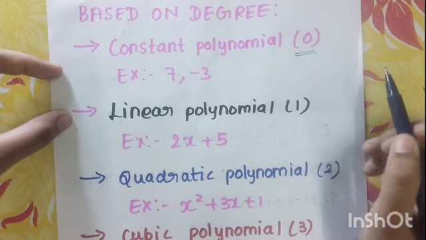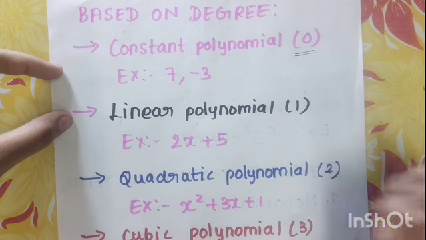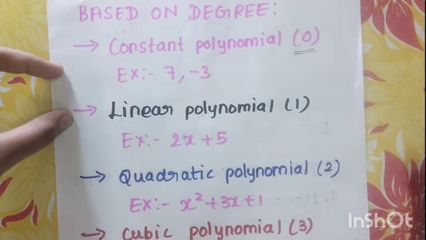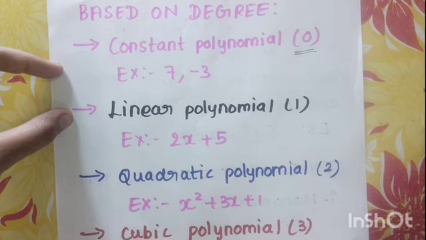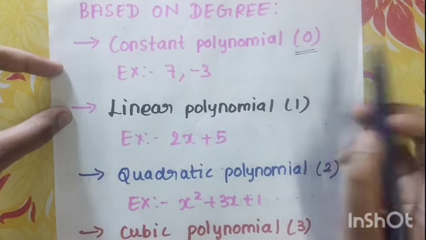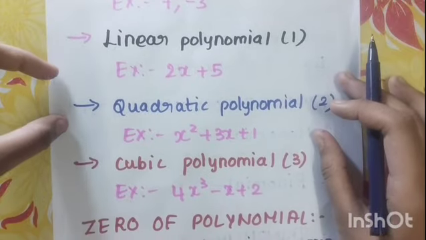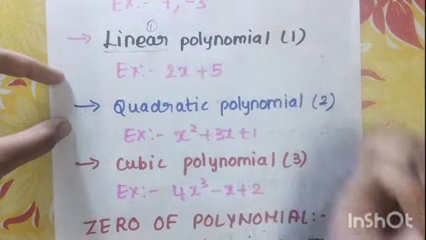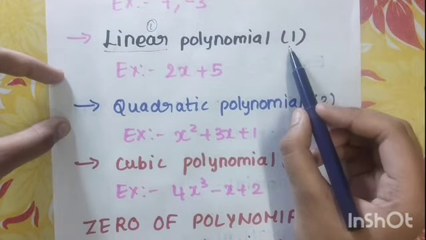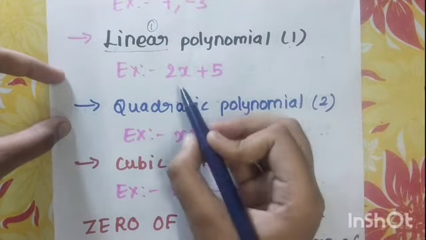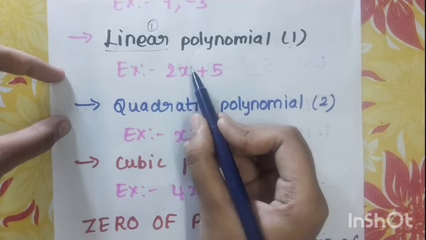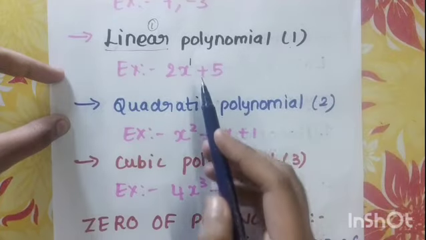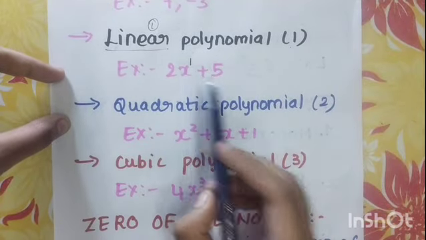So constants are nothing but just numbers like 7, minus 3, 5. I can't write any power to some constants, so my degree will be 0. So it is a constant polynomial. And linear polynomial is nothing but one which has a degree 1. So if there is no power for x, my default power will be 1. So I can say the degree of the given polynomial is 1.